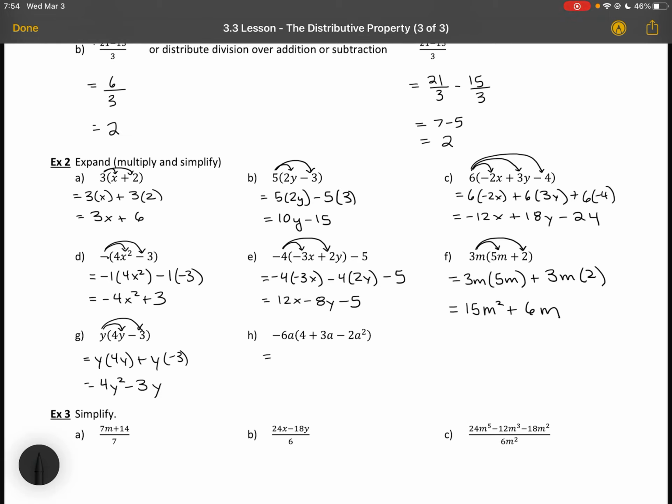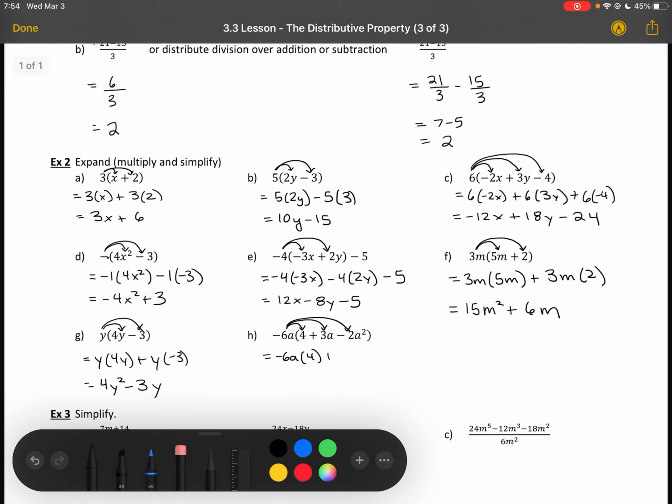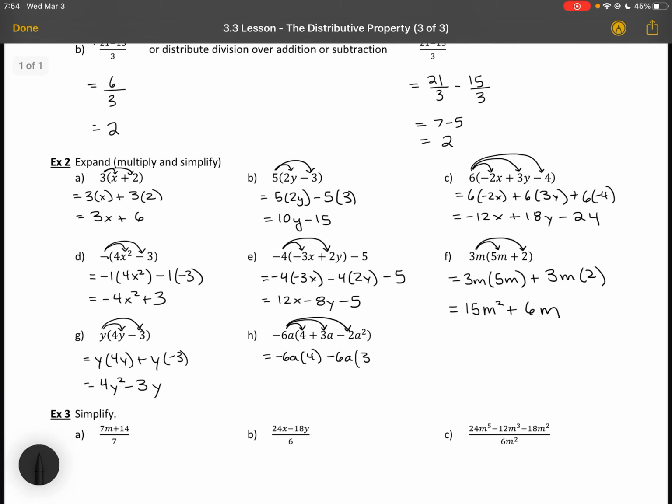And then my final one has a variable outside and 3 terms inside the brackets. So minus 6a times 4, minus 6a times 3a, and then minus 6a times minus 2a squared. So I'll write out all those multiplications. This middle step I'm writing out so that you can see the multiplication that I'm doing. If you can go straight to that second line, you don't need to write out this step right here. So if you can go right to minus 24a minus 18a squared plus 12a cubed, that's fine.